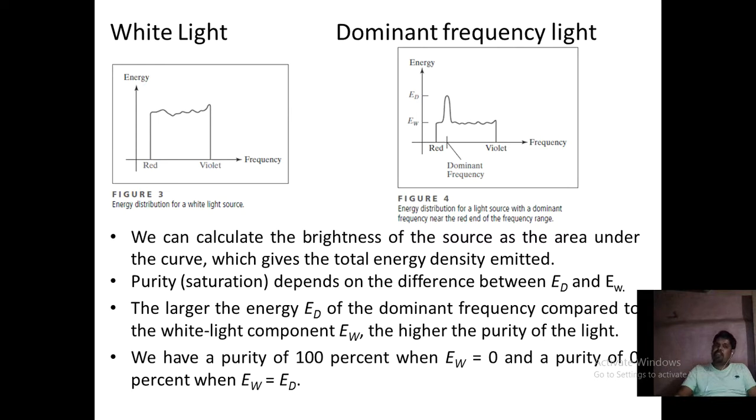Purity, again, in the sense that for white light also, what quantity of energy you are adding depends on the purity of the white light. The larger the energy ED of the dominant frequency component compared to the white light component EW, the higher the purity of the light. If your white light energy is less compared to the dominant energy, then definitely that color light is brighter.